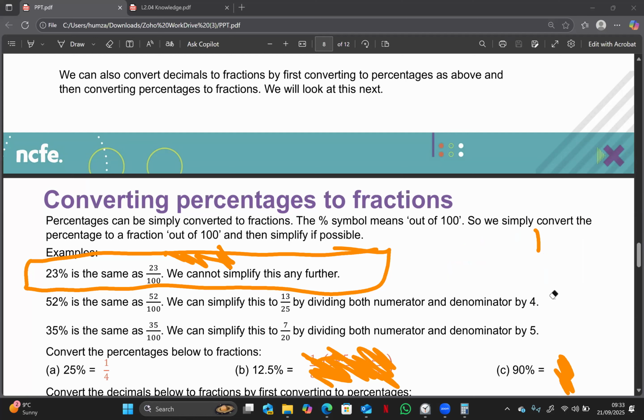So 23 goes to 23 by 1. No, no, no. First, always do what we did here. So what did we do here? We did 25 over 100, right? That's what we said. So what will we do in this one as well? 12.5%.